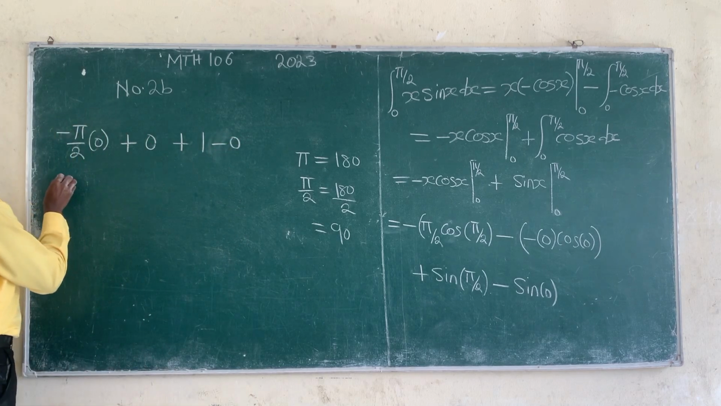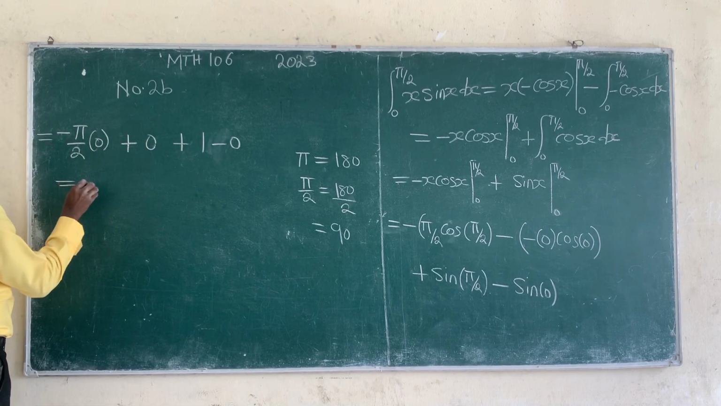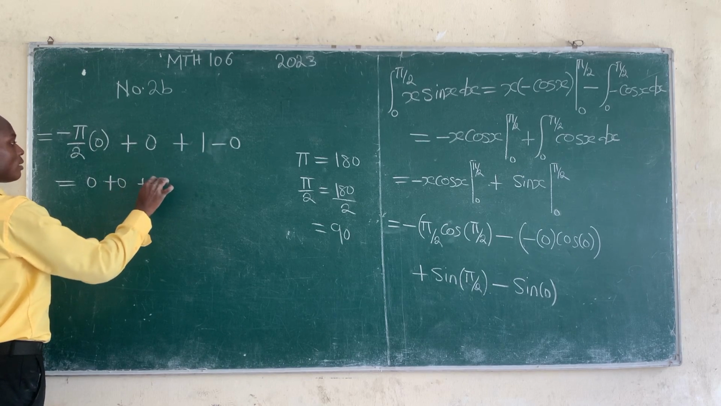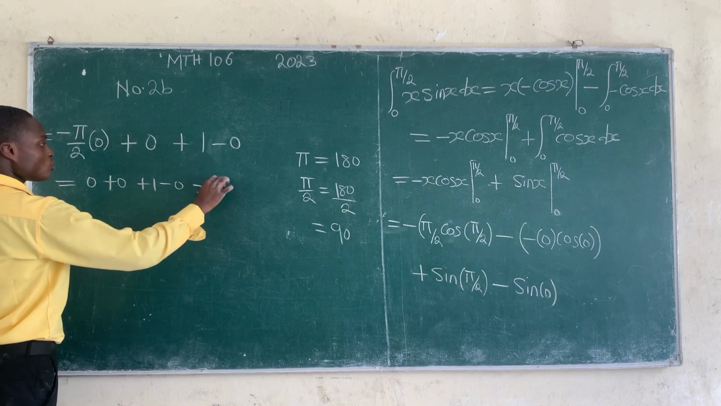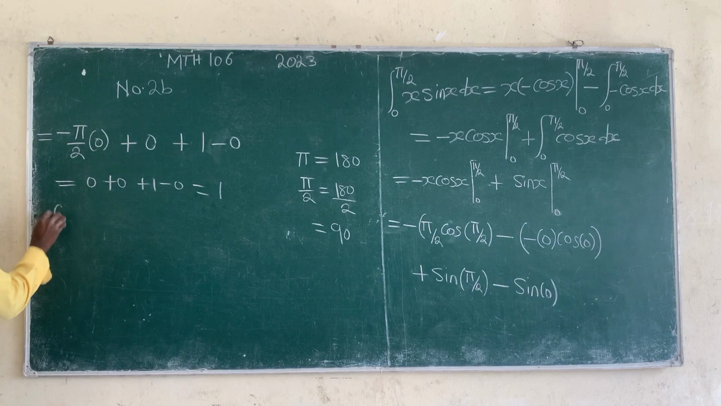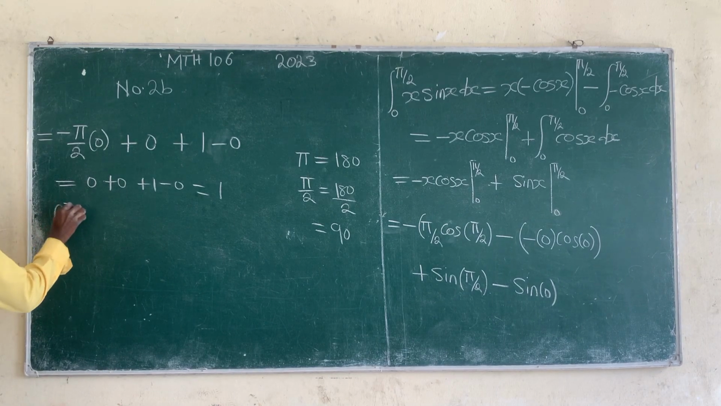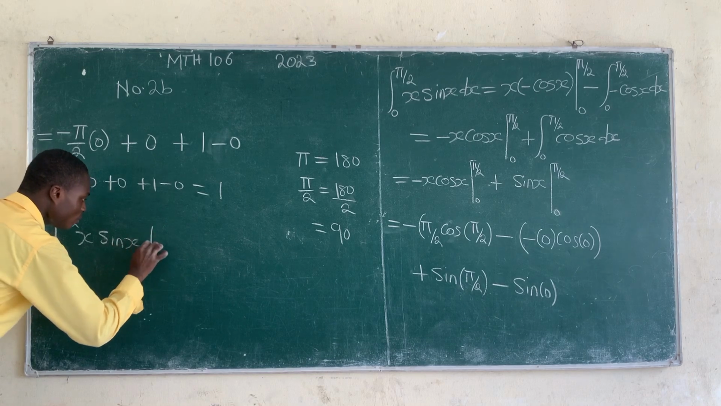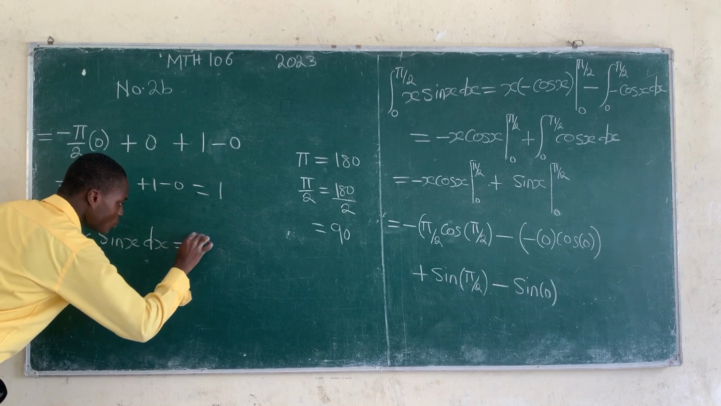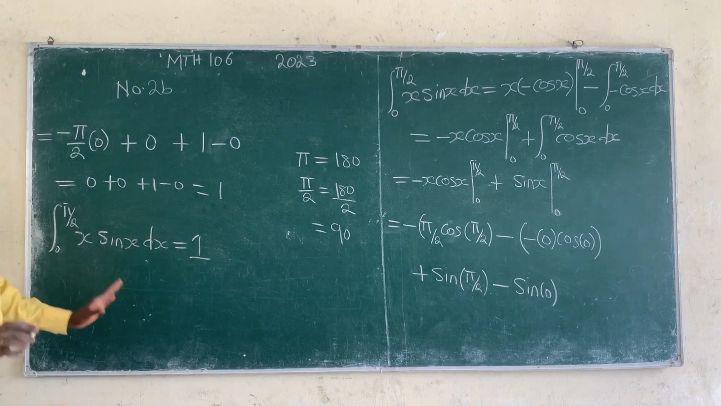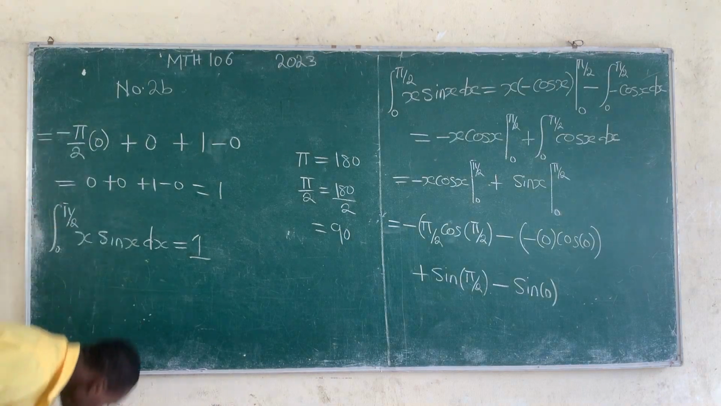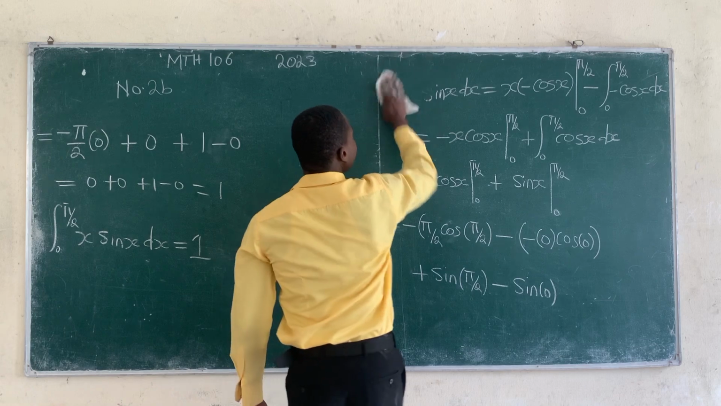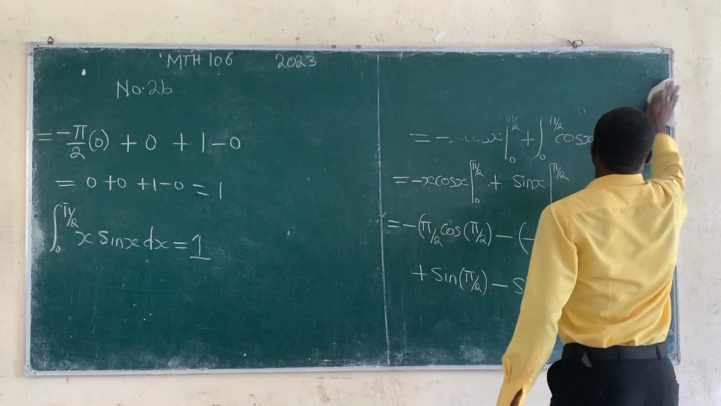So evaluate this out, and this should be equal to 0 plus 0 plus 1 minus 0. And this should be equal to 1. So we have seen that the integral from 0 to pi over 2 of x sine x with respect to x is equal to 1. Now let's evaluate the second part of that given question. We want to evaluate the second part of the question.